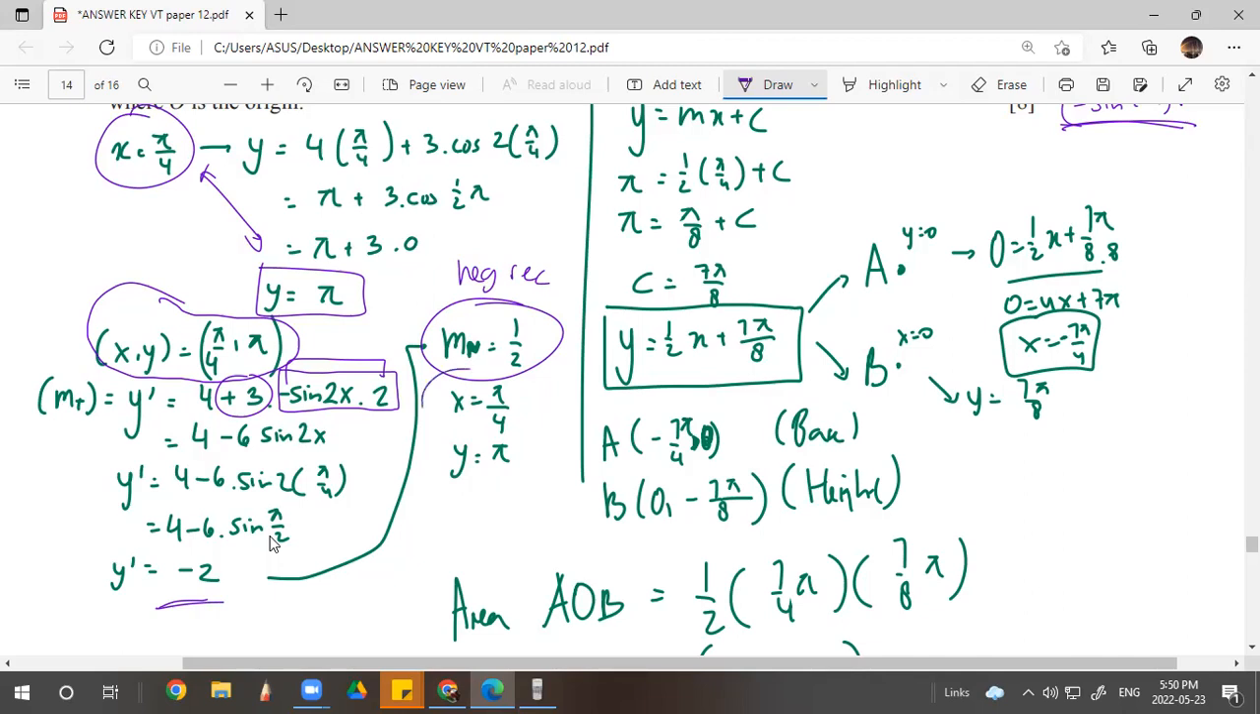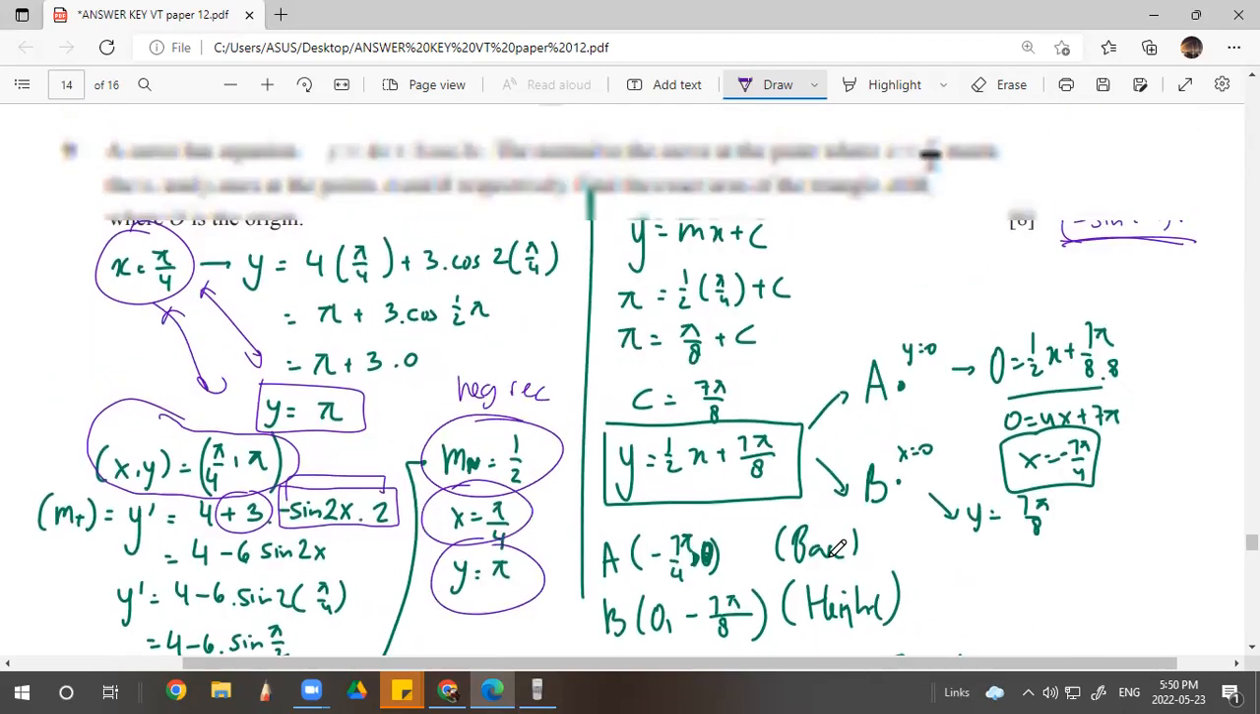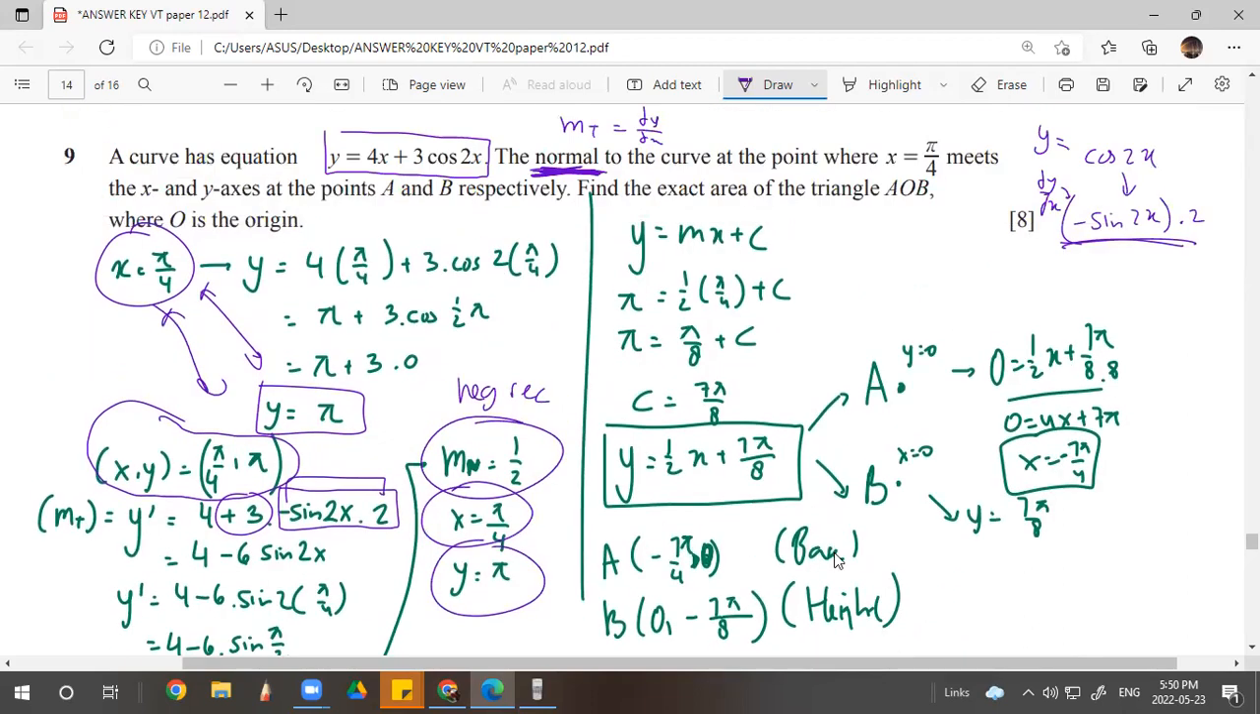And the x is pi over 4, the y is pi as given in the question. See? And you do the formula, y equals mx plus c. So pi equals, we pick the pi, the x is pi over 4, plus c. You can get the value of c, 7 pi over 4. And the formula is y equals mx plus c. The m is 1 over 2, given right here, and the c is here also.